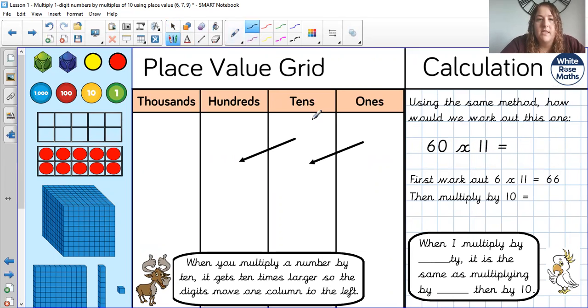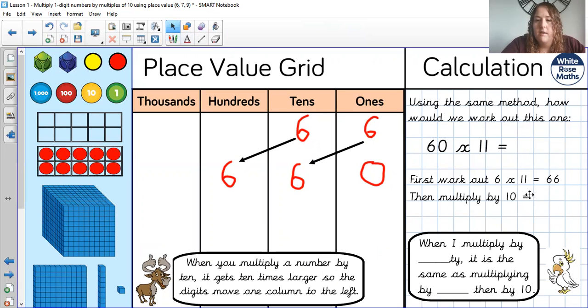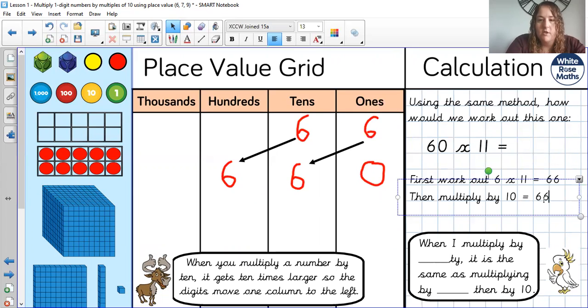So I'm going to start off with putting my 66 into my columns. Everyone happy that there are 6 tens and 6 ones? And I've got my arrows there to help me. So I now need to multiply that number by 10. So when you multiply a number, it gets 10 times larger and it moves one digit to the left. So this 6 in my tens is going to go into my hundreds column. This 6 in the ones is going to go into the tens column. What do I put in the ones column? And hopefully you're telling me it's a space saver 0 because we've moved them all and multiplied them by 10. So multiplying it by 10 would be 660.